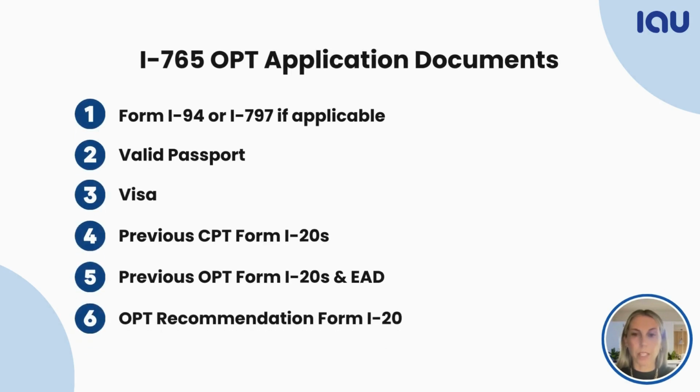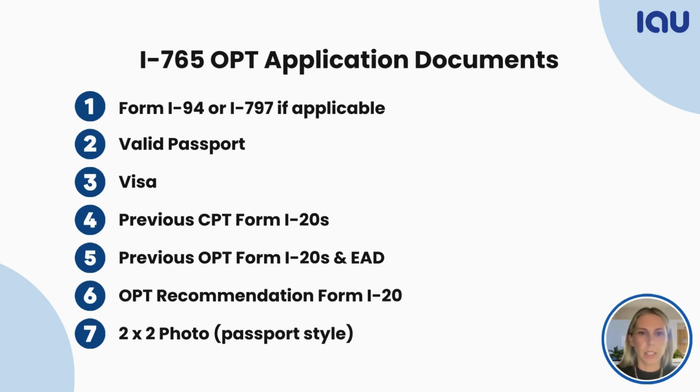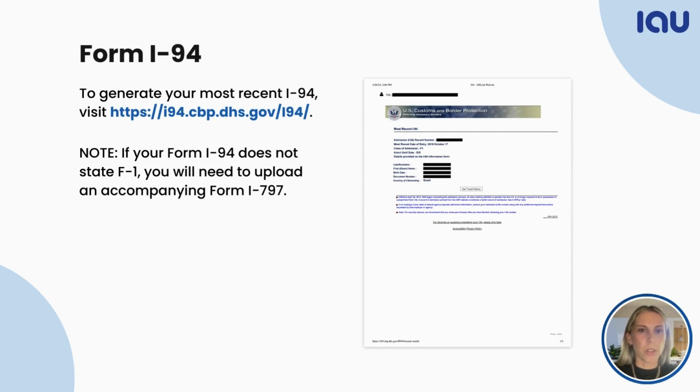All right, so that was for the OPT application. Now, let me just show all of the OPT application documents so the students can know what documents they have to upload in each section. Here are the application documents that you will need to apply for the I-765. You will need your I-94. This is what it looks like.